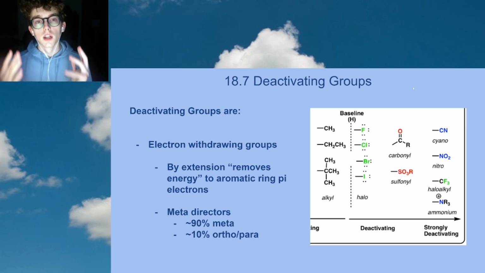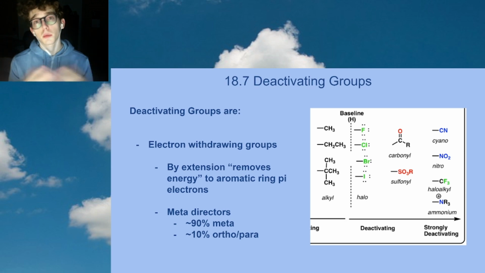Alrighty, now we are on to deactivating groups. What exactly is a deactivating group? Well, it's the opposite of an activating group. As an activating group is going to be electron donors, deactivating groups are going to be withdrawing groups. And by extension, that means they're going to remove energy from those aromatic pi electrons.